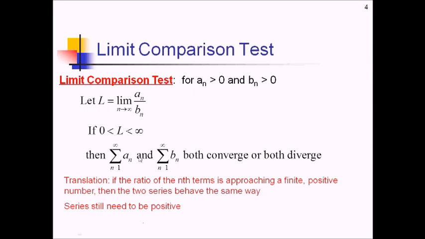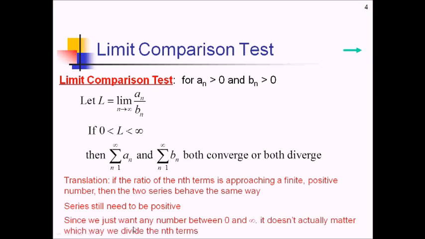Otherwise, this is going to mess up that whole between 0 and infinity kind of relationship, because then you can start getting negative things out of this. And the other thing, this is less of a caveat and more of a cool thing, is that since we just want any number between 0 and infinity, it actually doesn't matter which way we divide the nth terms. You might have been wondering, well, does it make a difference if I have A on top or B? It does not. If we get a finite number dividing A by B, like 2 over 1, dividing B by A would give us 1/2. It would give us some other finite positive number, and we're good to go.